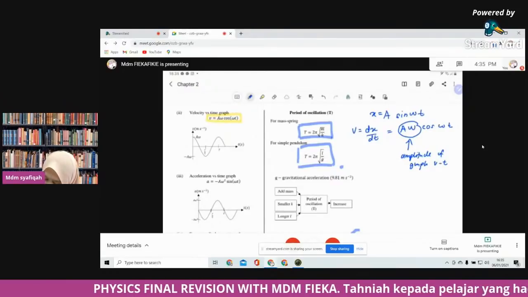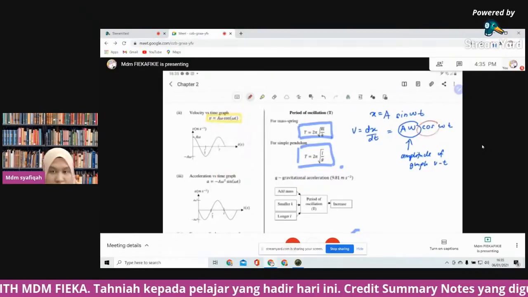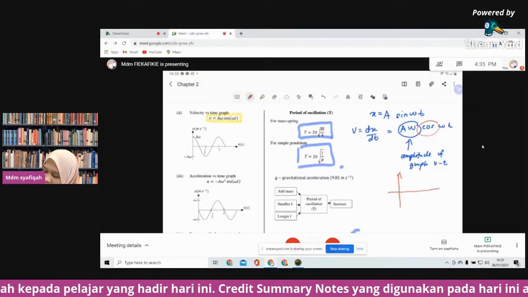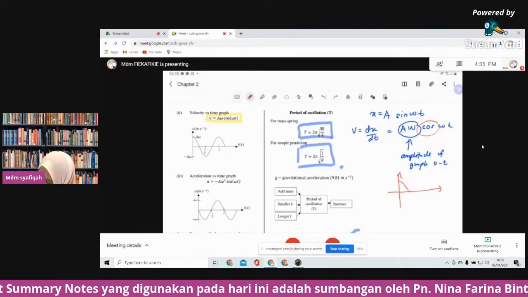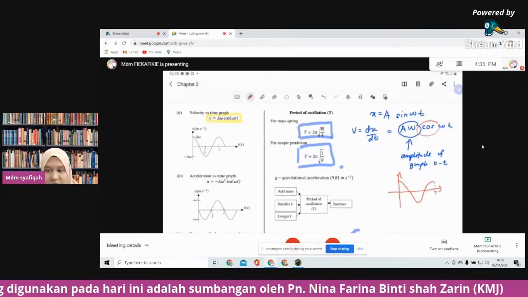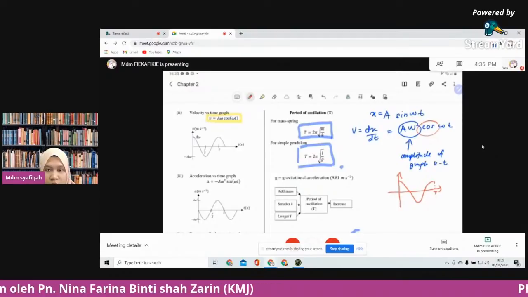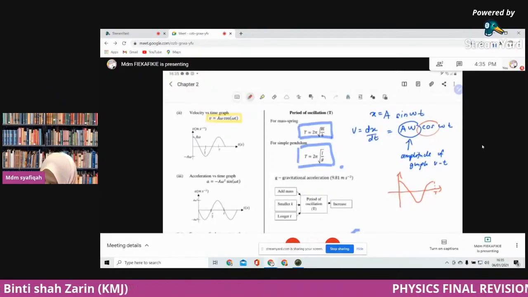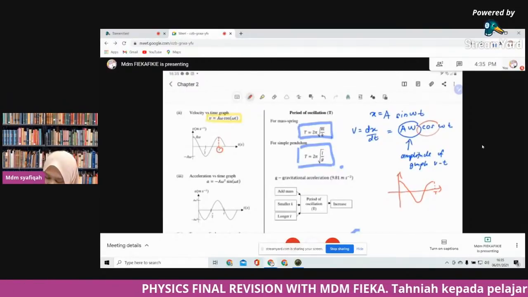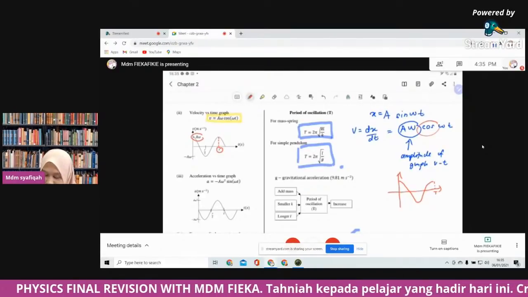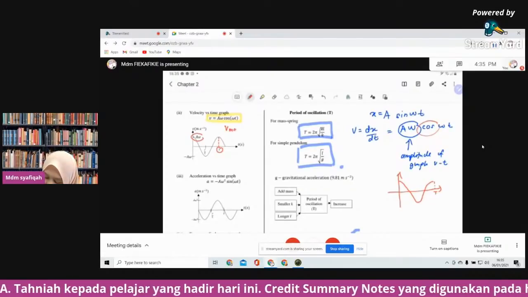Okay, so sini. So macam mana pattern graph cos? Okay, so ini equation cos. So the pattern of the graph should be like this lah. Sekejap, saya betulkan sikit. So this is T. For one complete oscillation, okay, T is the period lah, the time taken to complete one oscillation, this one. Okay. Boleh? Okay. So here is the maximum velocity. Bukan maximum displacement. This is maximum velocity.